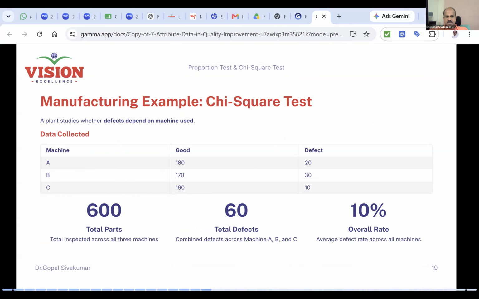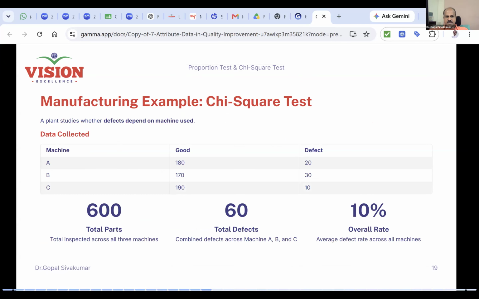Now going to another example. Morning shift, afternoon shift, night shift. Number of scratches produced in the morning shift 50, afternoon shift 40, night shift 30. So the total number of scratches is 120. Same way, dent, and then the total. Now we need to find out whether the scratches or dents are dependent on the shift or not.